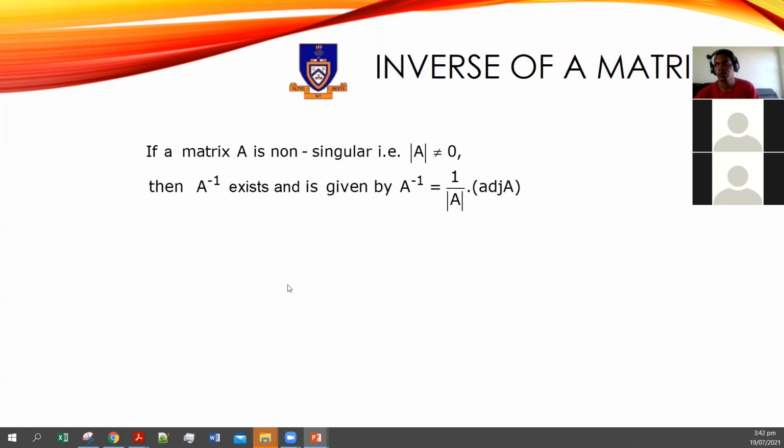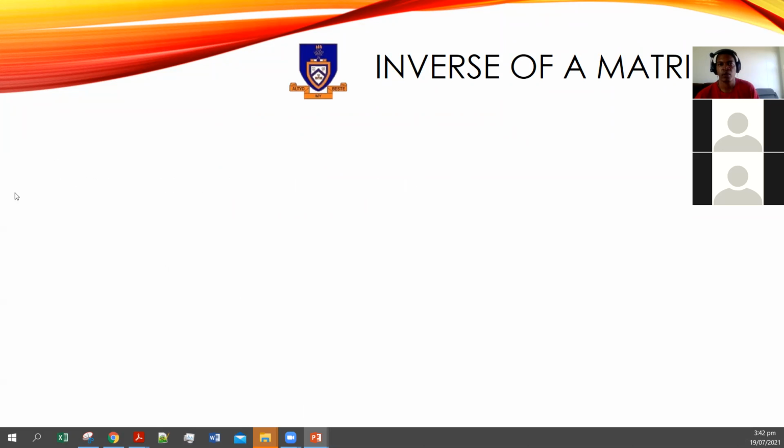And now we talk about the inverse of a matrix, okay? And I am sure that the inverse of a matrix is supposed to be the next lesson for tomorrow. So I will stop there. I just want to talk about the identity of a matrix and the inverse of a matrix.